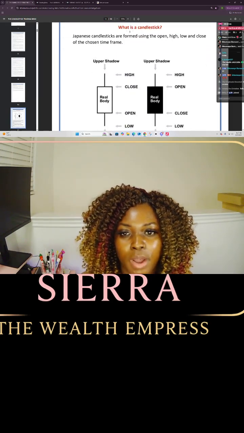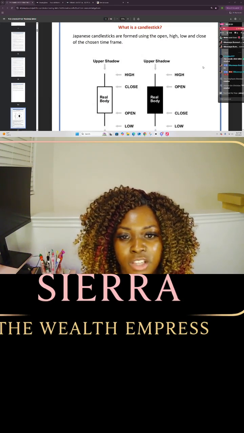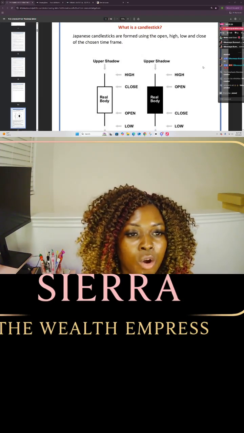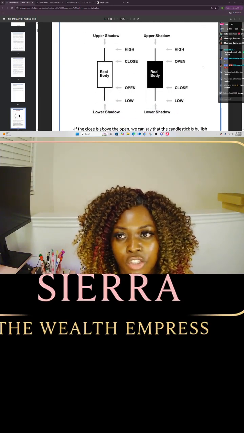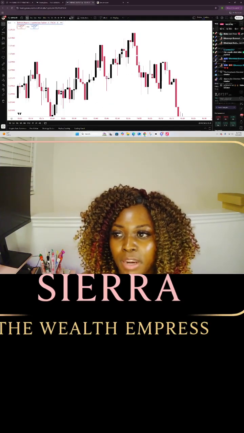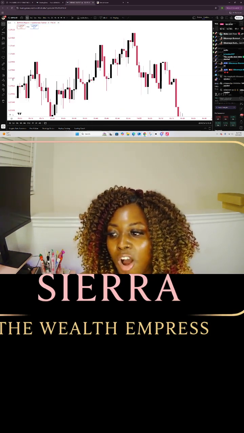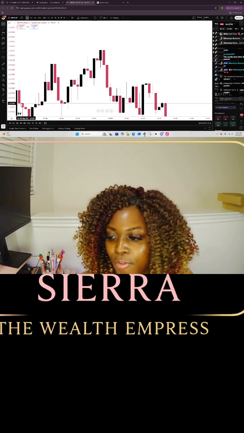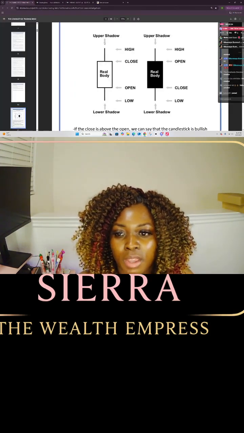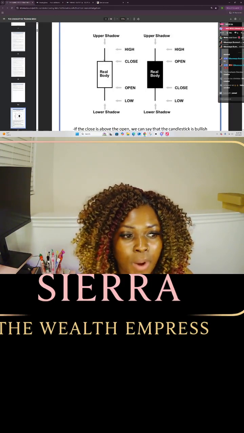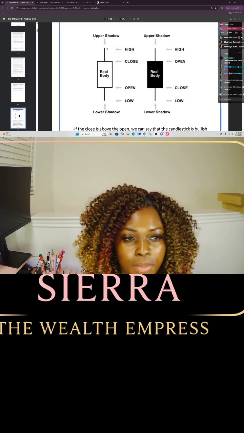All right, what is a candlestick? Japanese candlesticks are formed from the open, high, low, and close of the chosen time frame, okay? So the chosen time frame, meaning remember across the top of my chart, I have my time frames, and all of this happens on every time frame with every candlestick, okay? So they call this a shadow, this line right here, but most of the time you'll hear people call it a wick, and you will also hear me call it a wick.